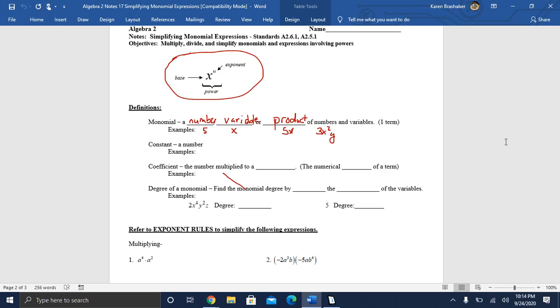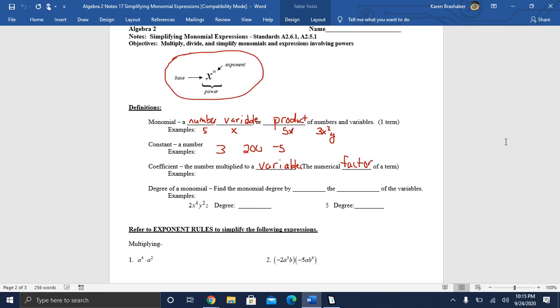I have a few other words that we'll look at. A constant is just a number, like 3. 3 is a constant. You can have bigger ones, 200. You can have negative ones like -5. A coefficient is the number multiplied to a variable. Mathematically, we should say it's the numerical factor of a term.